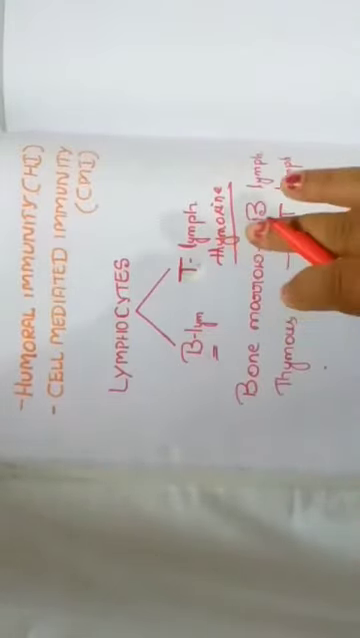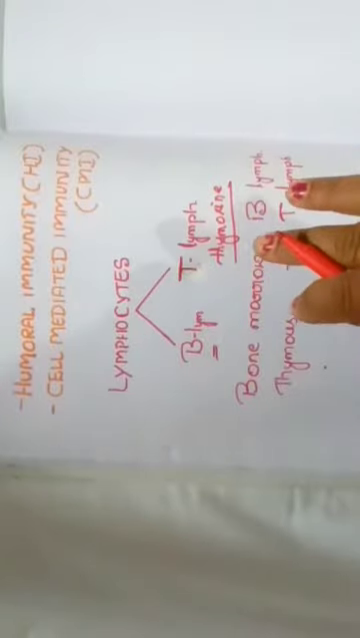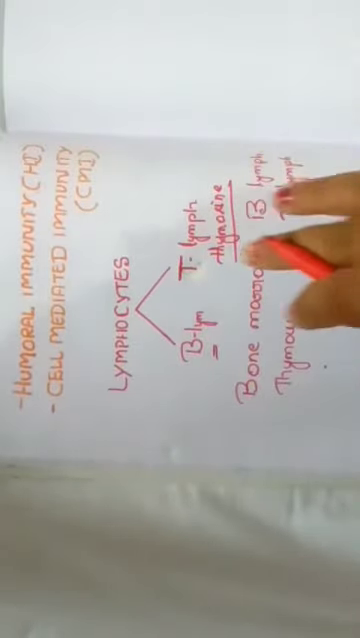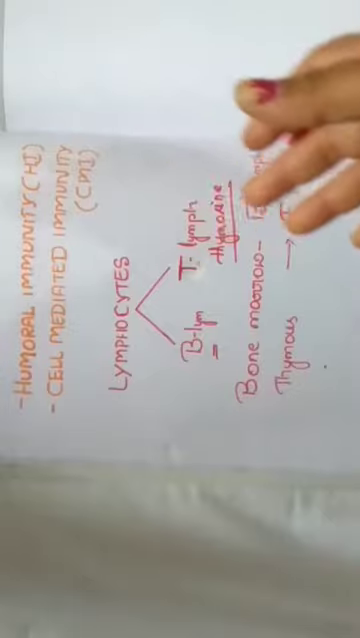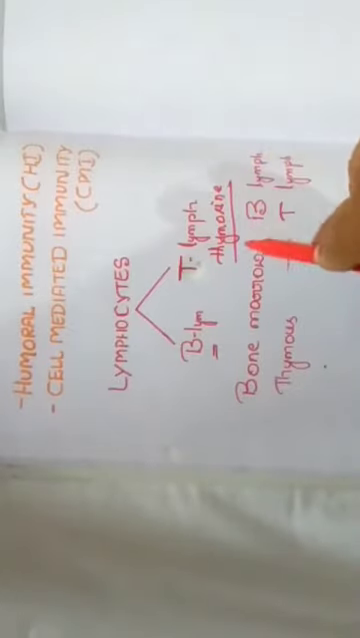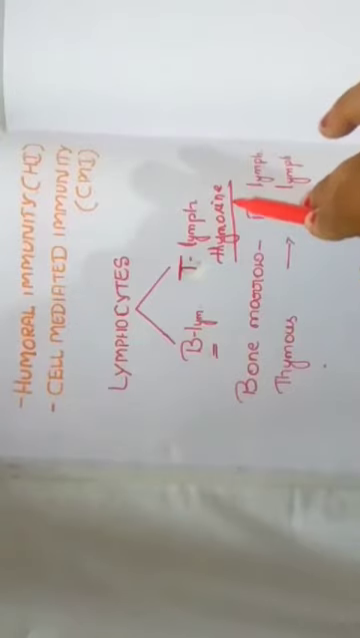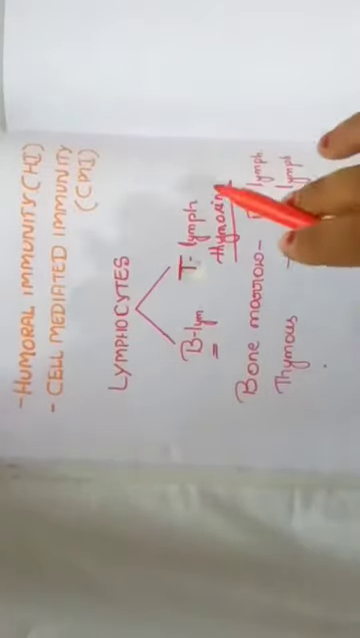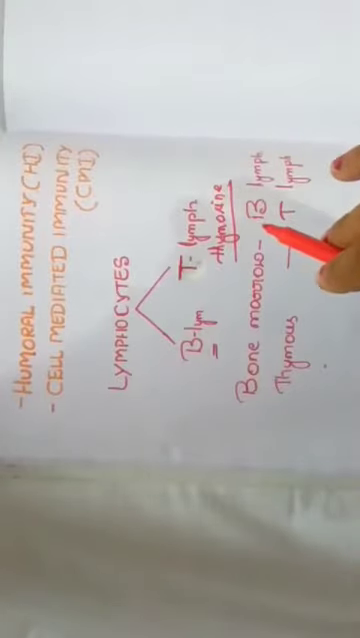With this it is very clear. The immature non-functional cells migrate to the thymus under the influence of the hormone thymosin, and transform into functional cells.